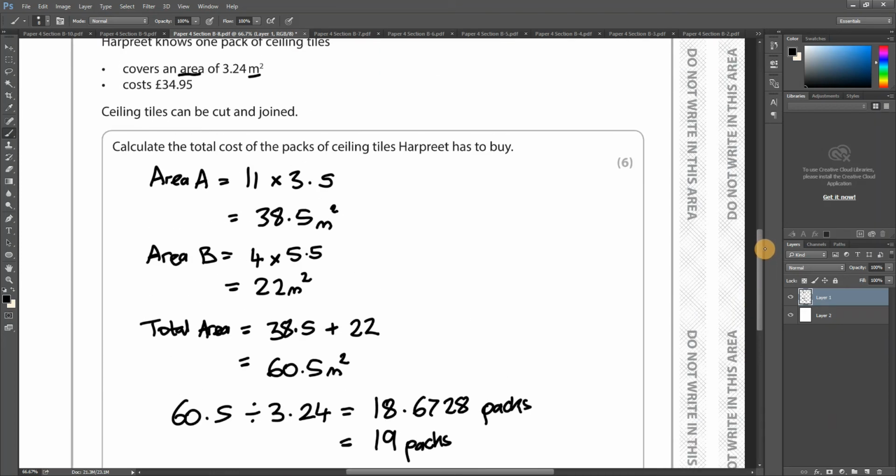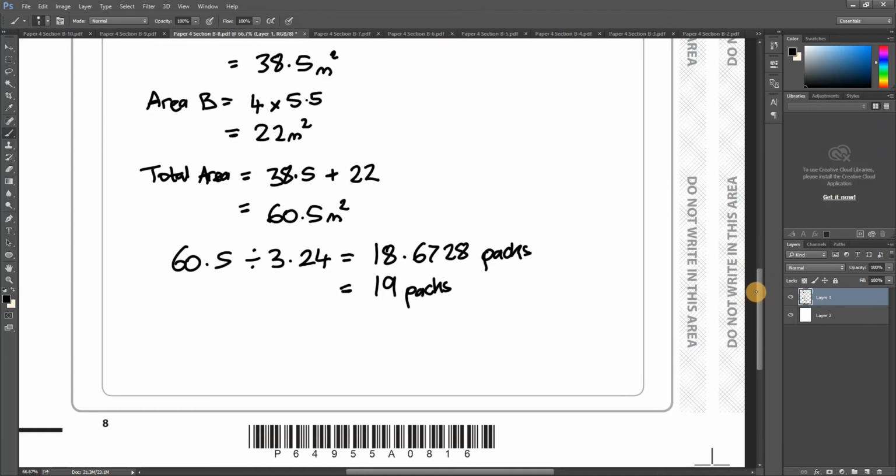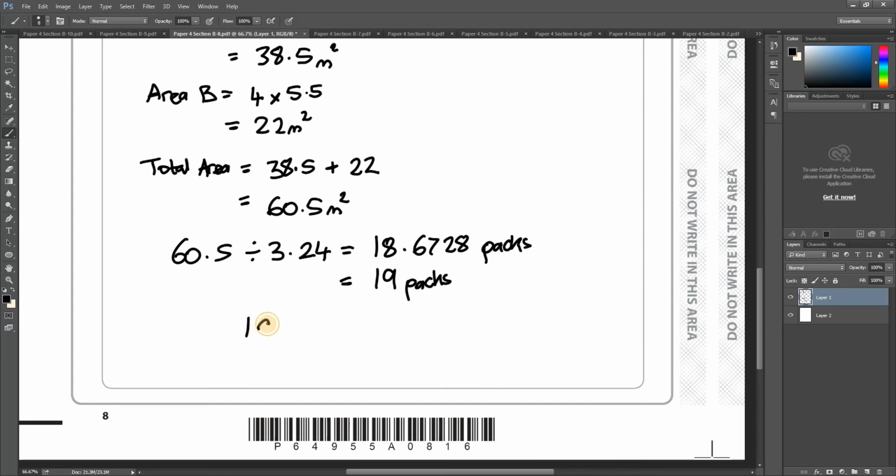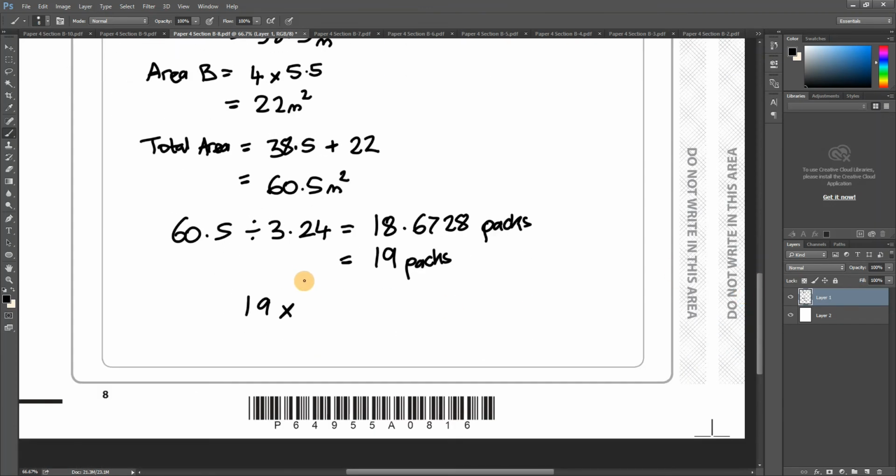What's it asking for? Calculate total cost, right? Well, each pack was £34.95. We need 19 of those, so 19 times, what was it? £34.95. This should tell us total cost. So 19 times £34.95. Ooh, you get £664 and 5 pence.